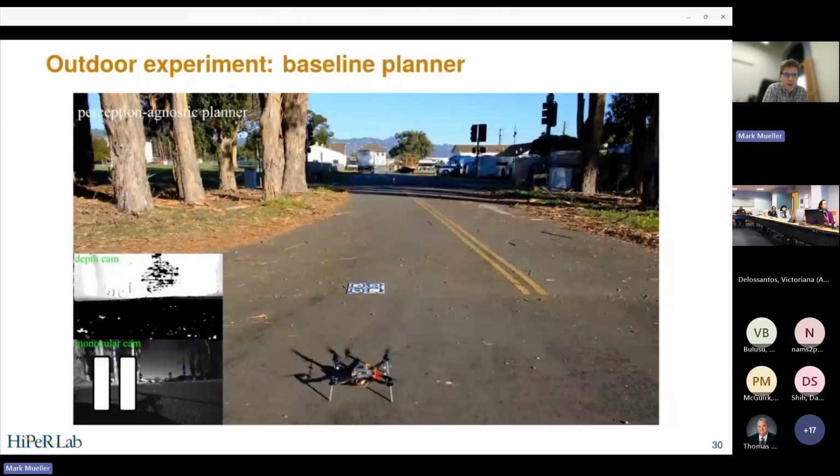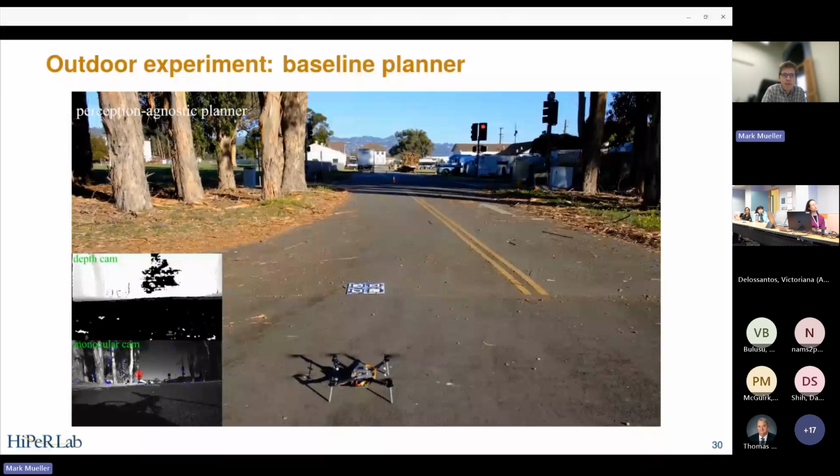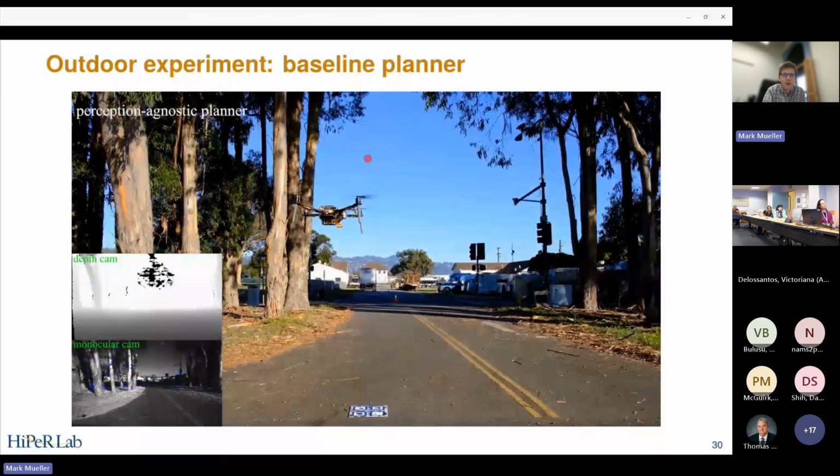The video is showing the starting point here. The end goal is 30 meters down the road. You're seeing two inlaid pictures. The top is the depth camera, so this is our image of the free space around us. The bottom is the black and white monocular camera that we're using to track the state of the system. What you're going to see is the vehicle take off, and the objective is just to fly down the road, and it'll fly a more or less straight line down this path.